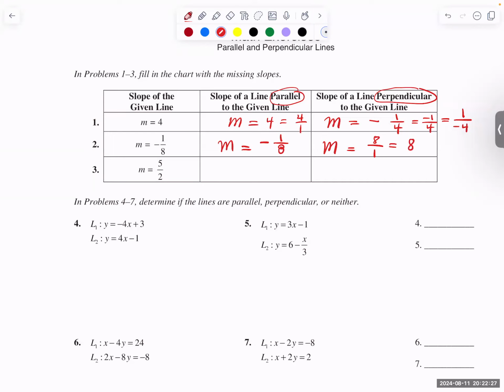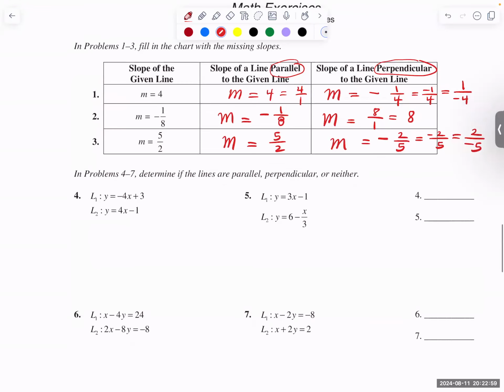Number 3, if the slope is 5/2, every line parallel will have a slope that is equal, the same. And for any line perpendicular, the slope will be opposite in sign and the reciprocal, which can also be written negative 2 divided by positive 5, or positive 2 divided by negative 5.